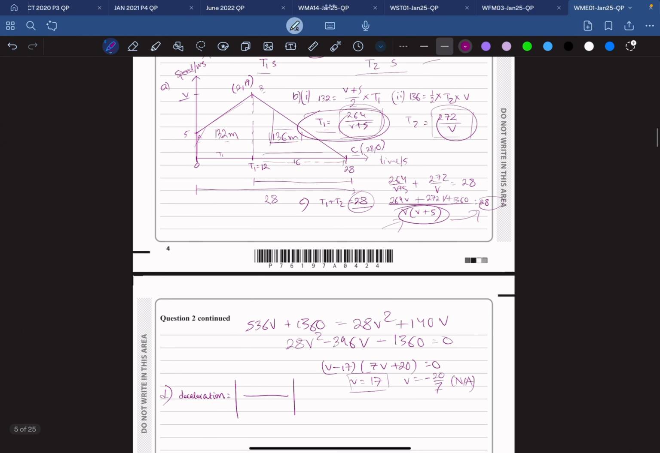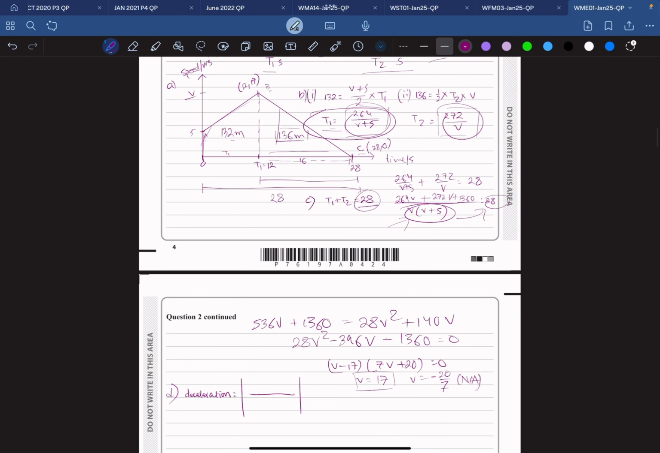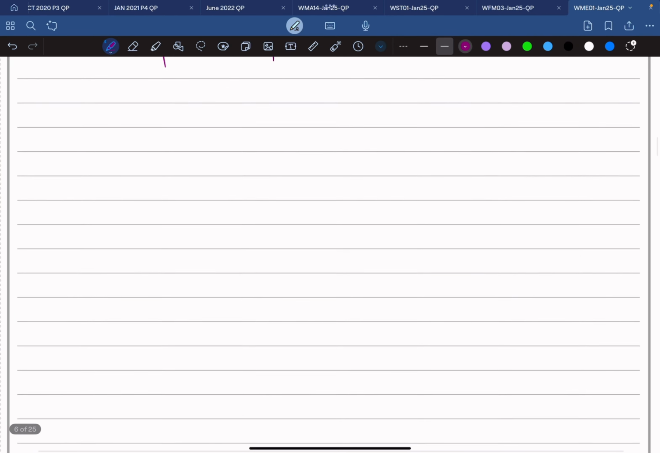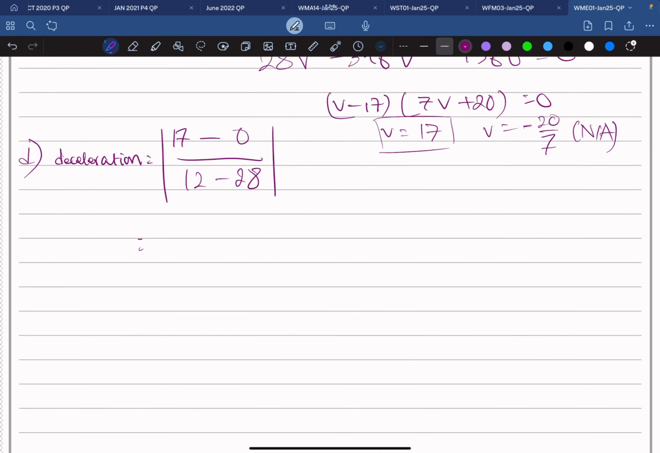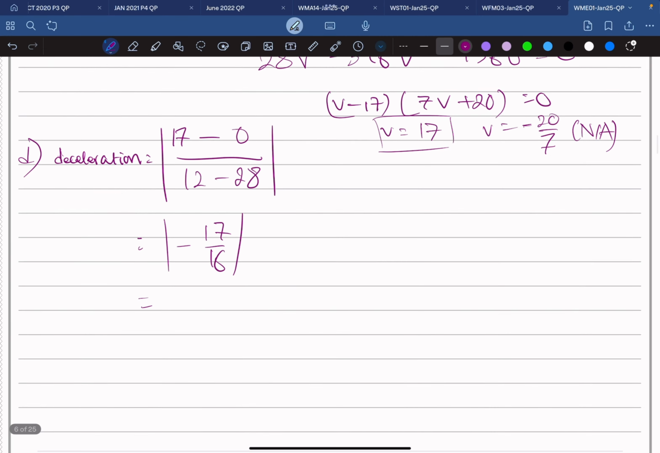The gradient is going to be, we're going to take B first. No, actually, it doesn't matter. B first is y2 minus y1. That's 17 minus 0 divided by 12 minus 28. Now I put this magnitude sign so that, let me just show you what happens. 17 divided by 12 minus 28 actually gives us minus 17 over 16. So you see how there's a minus here, and this magnitude sign is there to remove that minus sign. So this ends up being 17 over 16 meters per second squared.